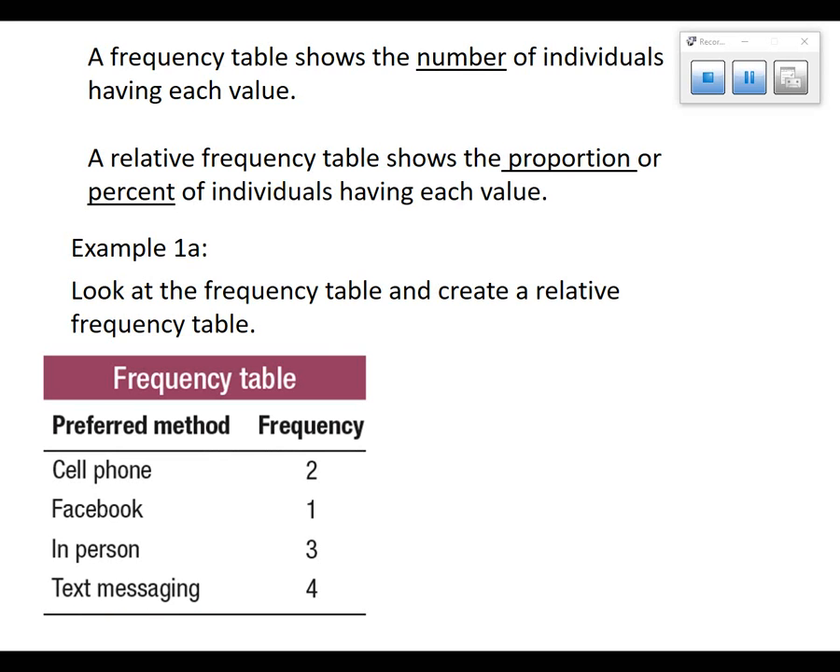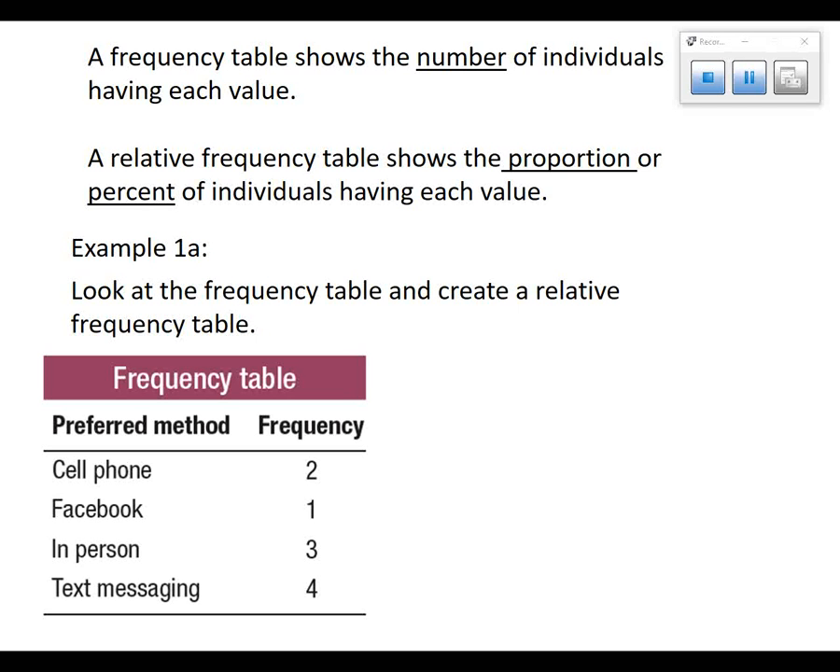Okay? So when we look at example 1A here, it says look at the frequency table and create a relative frequency table. So if I want to make a relative frequency table, I'm really saying I want to know what percent each category is of the overall, right? So how many do I have total? What's my total frequency? 10, right? If you add those numbers up, 2 plus 1 plus 3 plus 4, you get 10.